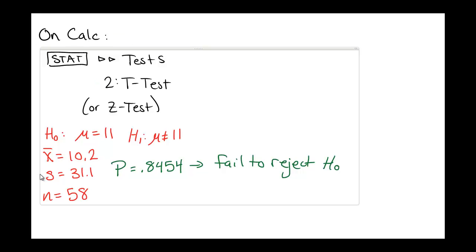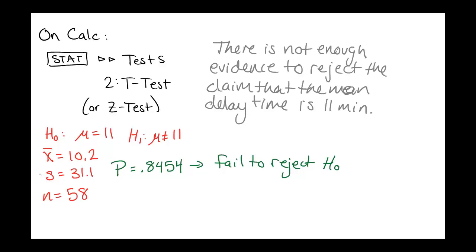And then before we finish the problem, we want to again say, what does this really mean? If we fail to reject H0, then we're not necessarily saying that this is true, but it seems like it might be true. So we would say here that there is not enough evidence to reject the claim that the mean delay time is 11 minutes. Or in other words, we think that it probably is 11 minutes, or at least could be 11 minutes. We can't say that it's 11 minutes for certain. It just seems like that could be the case here.